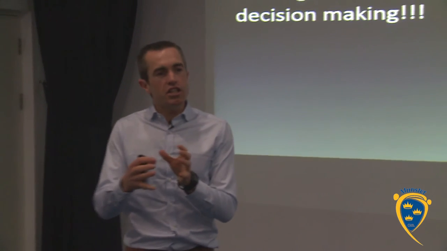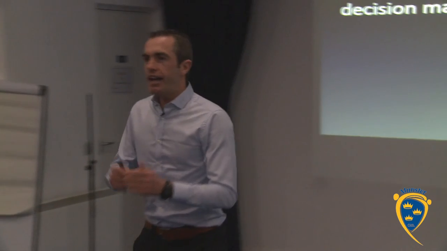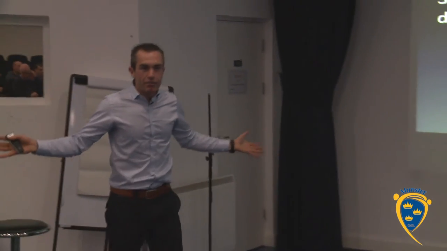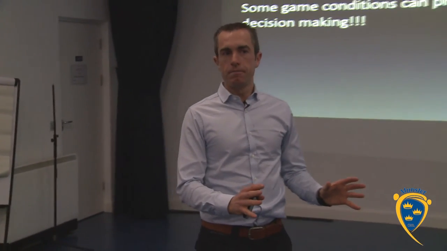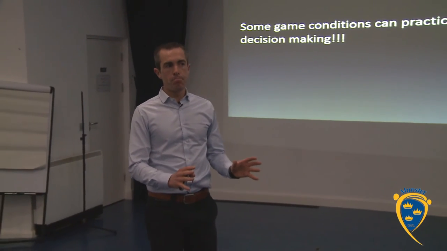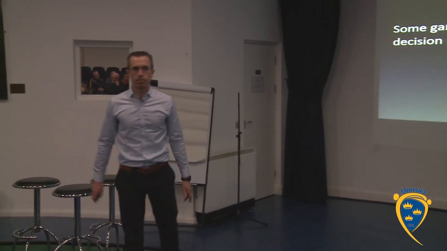So now the conditions that we use may be practicing poor decision making. And as a result, the defenders stand back. They don't have to defend because they need 6. And on 5, now we'll press up. So the conditions that you have may be practicing poor decision making.